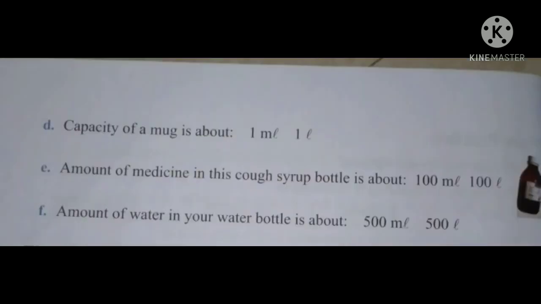The next one, capacity of a mug is about 1 milliliter or 1 liter. We know the capacity of a mug is about 1 liter. The next one, amount of medicine in this cough syrup bottle is about 100 milliliter or 100 liter. See children, 100 liter is a large amount. So the capacity of a medicine bottle is about 100 milliliter. Then amount of water in your water bottle is about 500 milliliter or 500 liter. We know 500 liter is a large amount of water. So we can select 500 milliliter.